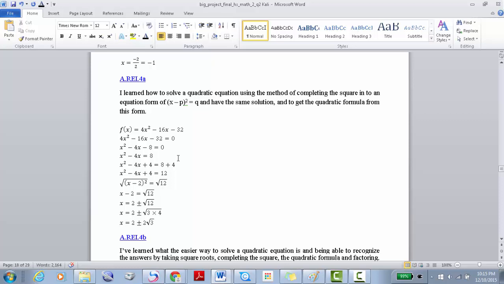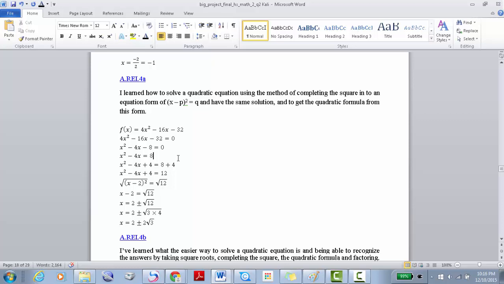So we have to make this equal to 0, and after we've done that, we have to divide everything by 4 so that 4x squared will become just x squared. So after we've done that, it will be x squared minus 4x minus 8 equals 0. Then we move 8 to the other side, so it'll be x squared minus 4x equals 8.